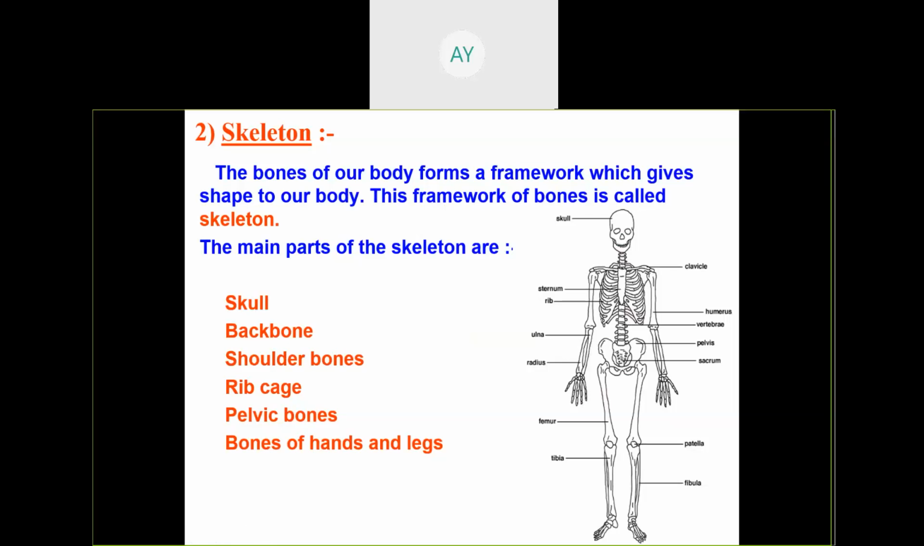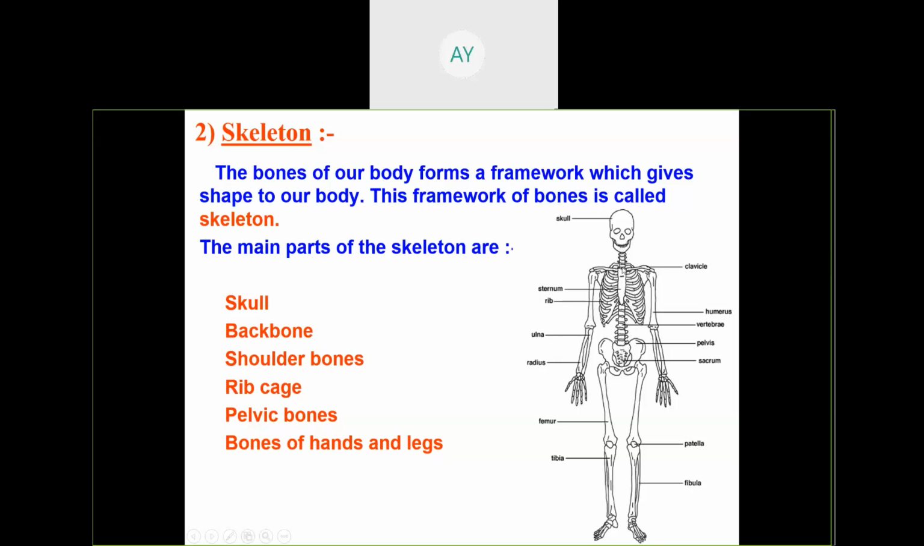So what are the different parts of a skeleton? One, at the top position, is the head, that is the skull. Inside the skull, what is there? That is the brain. It is the soft part of your body, and it is protected by the skull bone. And then you will find the backbone, this is the vertebral column, from the neck region to the hips region.